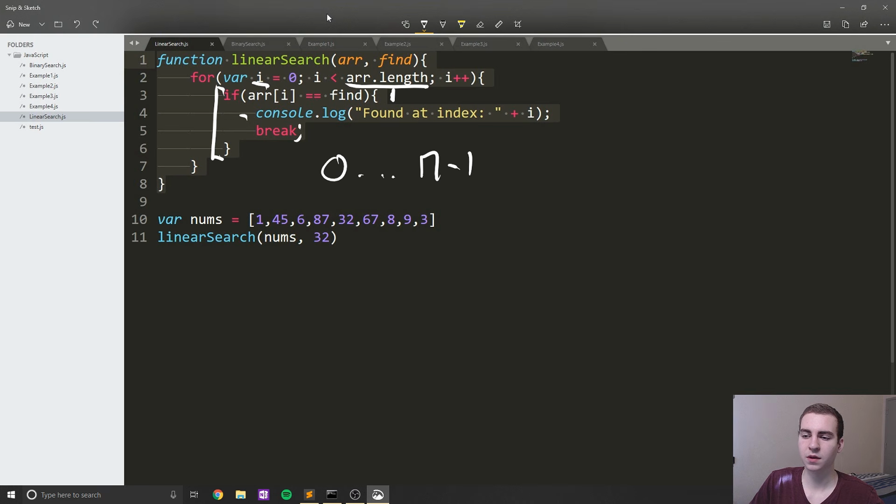So what we would say is, for our input n, we're going to do one thing each. So we're going to do n things. We're going to do n operations on our input n. So we'd say that our big O notation is O of n.